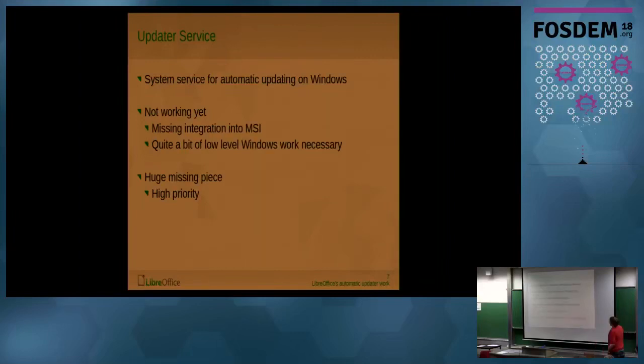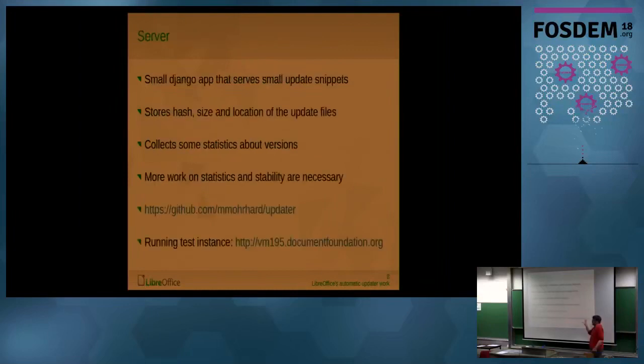I mentioned the updater server. It's a really small Django-based server that I've written. It's just a few hundred lines of code, and it does not do much. It basically just stores hash, size, and location, so that when we generate the update file, we store there all this information, because we potentially download files from an untrusted location, especially if we use a mirror network.